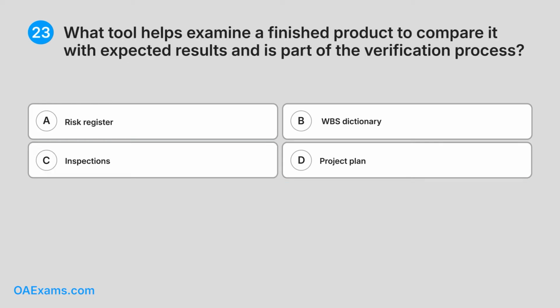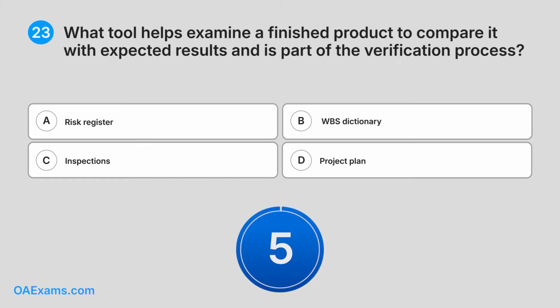23. What tool helps examine a finished product to compare it with expected results and is part of the verification process? A. Risk register. B. WBS dictionary. C. Inspections. D. Project plan. Do you know the answer?